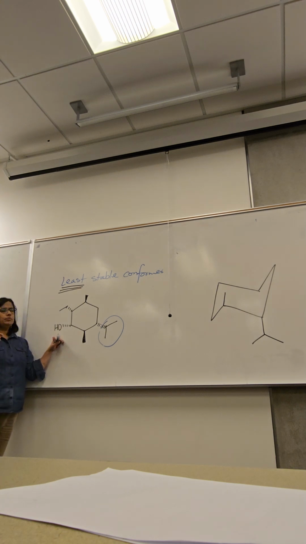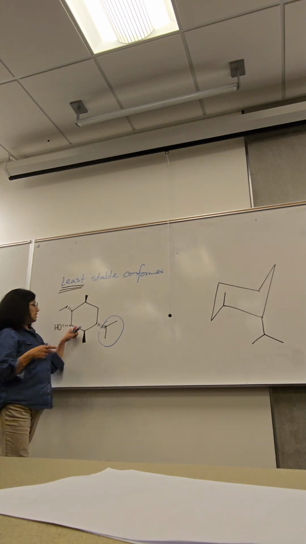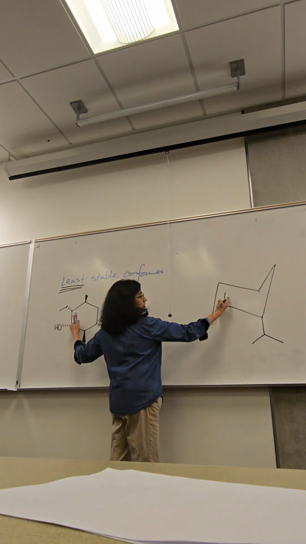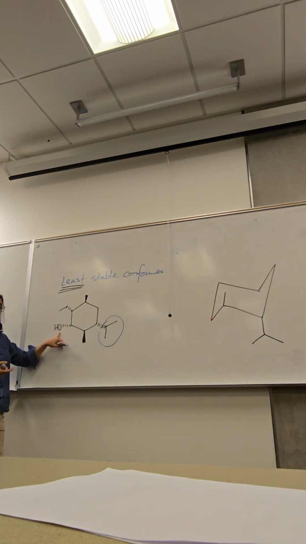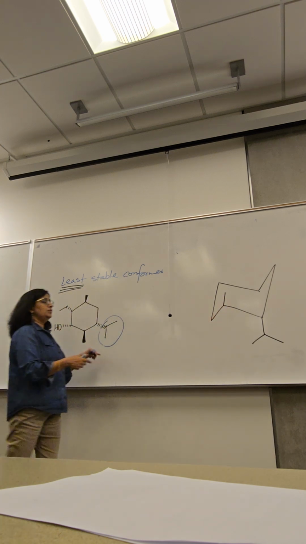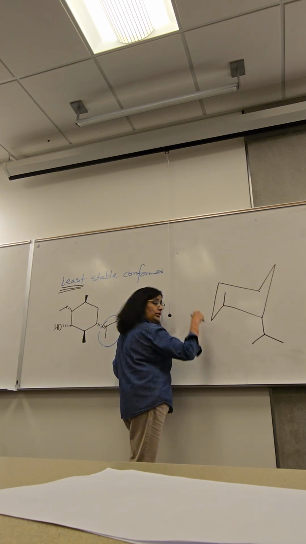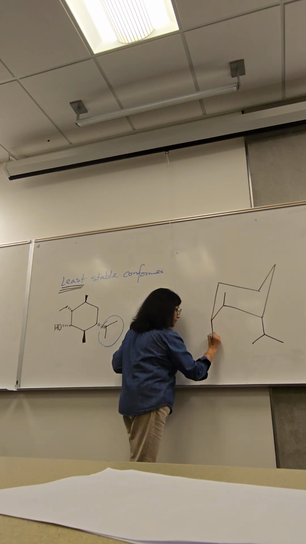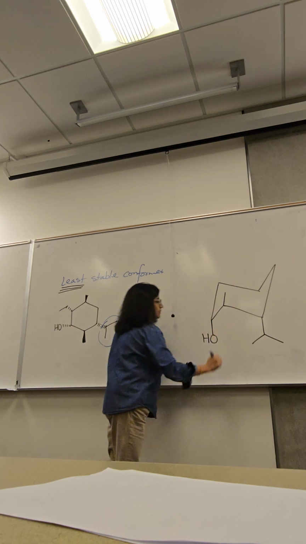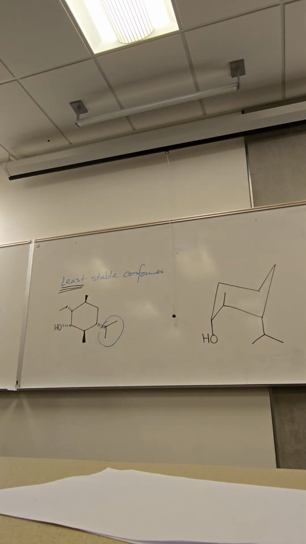Which position should I put the hydroxyl group, the alcohol group, on the next carbon? This is going up. What does this want to be? Down. So what position would that be on the next carbon, axial or equatorial, going down? That's why we really need to know our axials and equatorials. Everybody okay? So that's done.